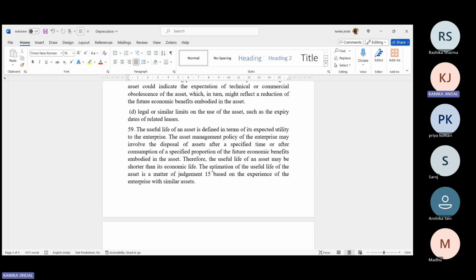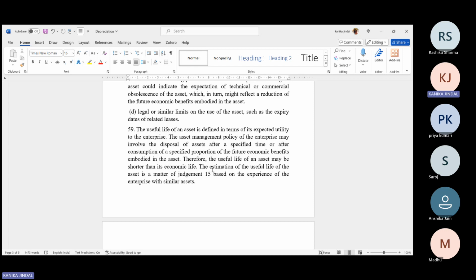The asset management policy of the enterprise may involve the disposal of assets after a specified period or after consumption of a specified proportion of the future economic benefits embodied in the asset. So, जो asset management policy है एक enterprise की, it may involve disposal of asset after a certain period of time or after the consumption of a specified proportion of future economic benefits from the asset. Therefore, useful life of an asset may be shorter than its economic life.